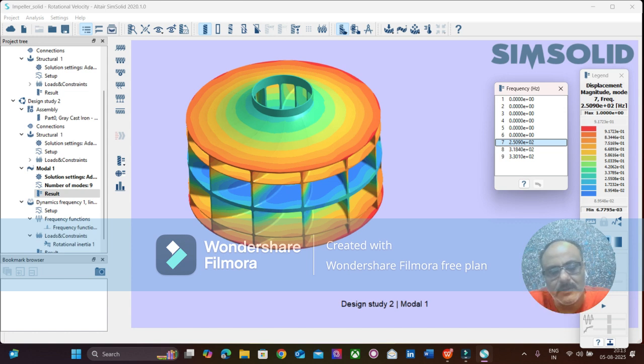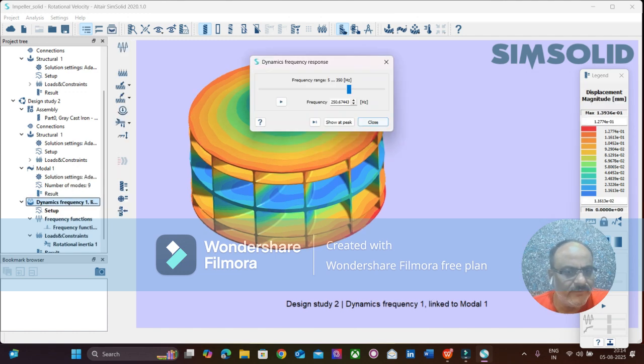So we need to understand how the impeller behaves when it is simultaneously introduced to certain external loads, and this external load is nothing but the rotational velocity itself. So when the rotational velocity is applied to the complete impeller system, what are the frequencies? That is what we are going to find out. So now we are performing a dynamic frequency simulation for that.